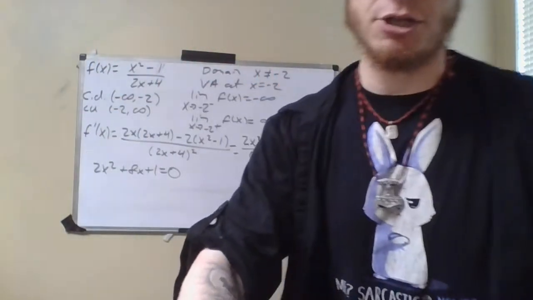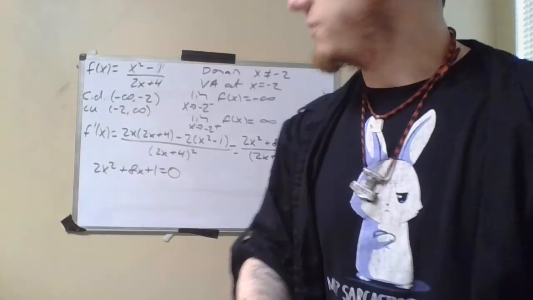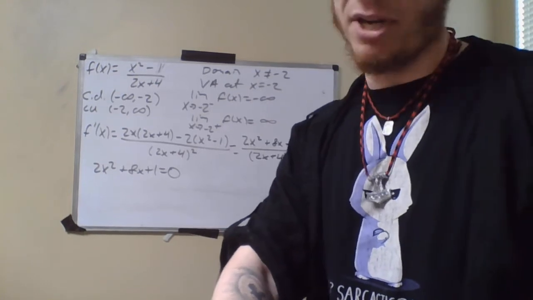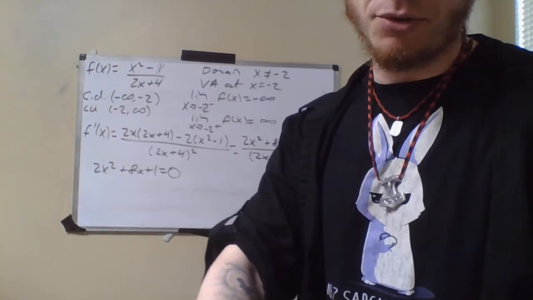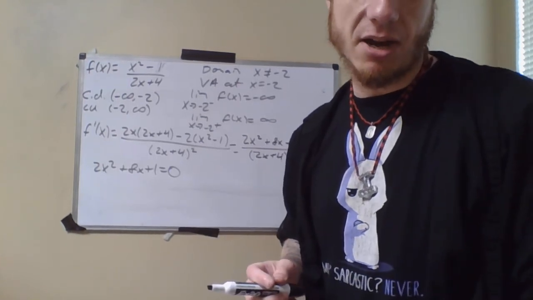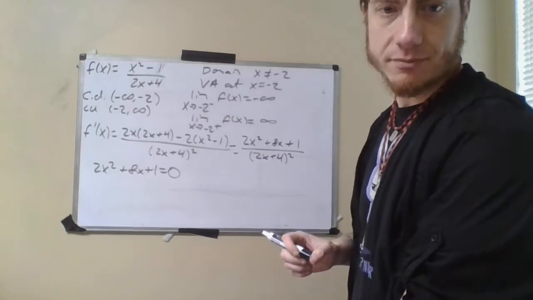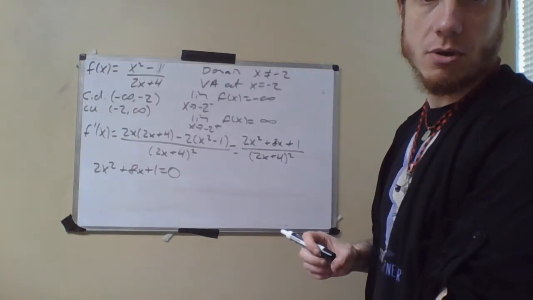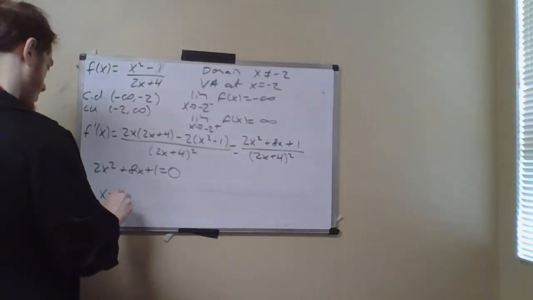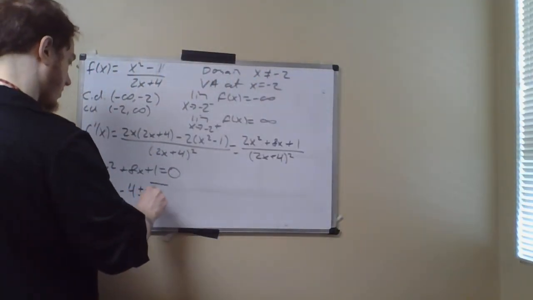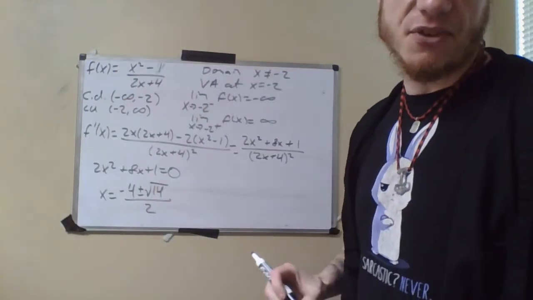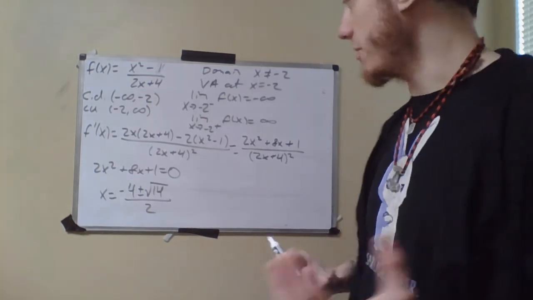You know what? I'm going to be lazy again and just throw this into the computer, because we've done enough of this stuff that I'm comfortable just doing that with you at this point and not showing you every single detail. And that saves us a little bit of time here. We get x equals minus 4 plus or minus the square root of 14 divided by 2. So that's just coming obviously from the quadratic formula.